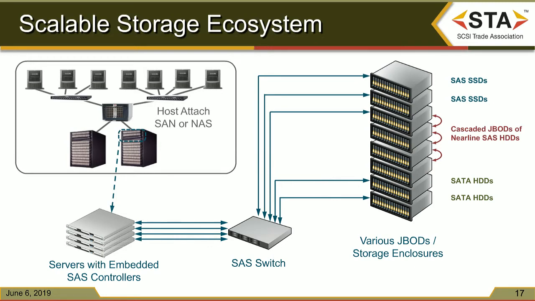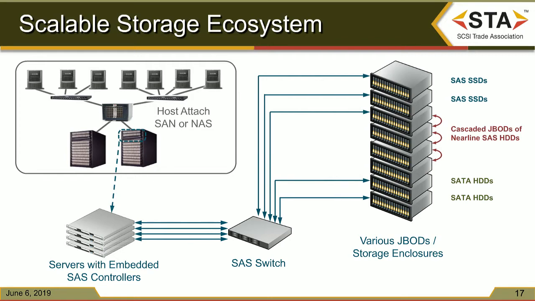As you zoom in to the lower left portion of the slide here, the servers would then be interconnected through a SAS switch as one example, or directly to JBODs in a cascaded configuration. And you can see some examples of cascades on the right side of the slide. Various JBODs and storage enclosures are typically attached to the overall ecosystem depending on the needs of the storage medium.